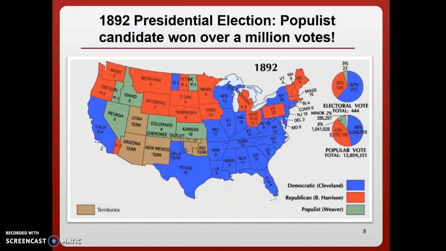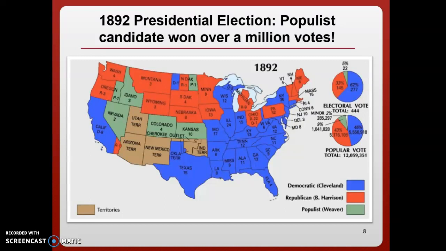In 1892, this is the presidential election. The big outcome is, notice that the populist candidate won 9% of the popular vote. That's the largest percentage of a third-party candidate, right? And it really throws off the Democratic and the Republican Party, Cleveland and Benjamin Harrison.